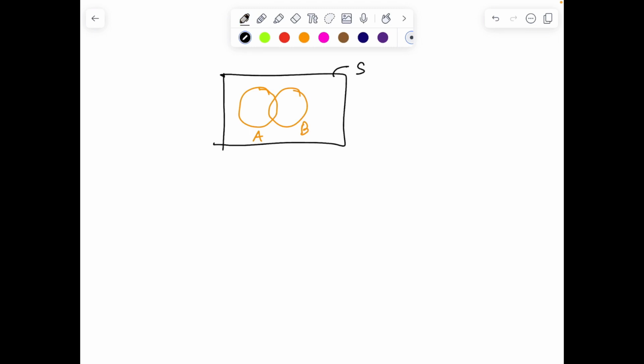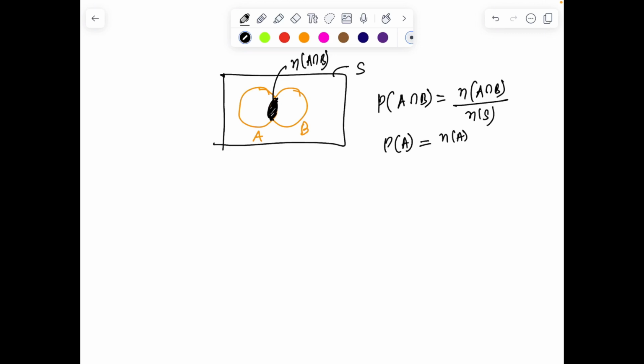Now we can talk about the probability of A intersection B. If two events have some common outcomes, they might be related, they might not be related. So what is the probability of A intersection B? It's the number of elements in A intersection B divided by the total number of elements in the sample space. Similarly, P of A is the number of elements in A by the number of elements in the sample space, and the probability of B is the number of elements in B by the number of elements in the sample space.